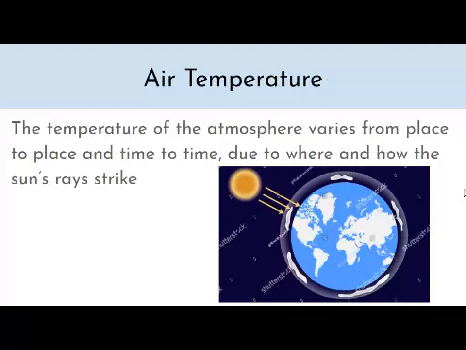Air temperature, like I said, is another property of the atmosphere that differs within the levels. And it varies from place to place, specifically due to where and how the sun's rays strike the earth. So around the equator, it is a lot warmer than around the poles. That is because the equator gets closer to the sun than the poles do.